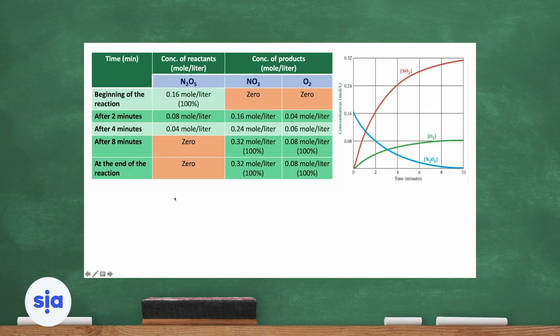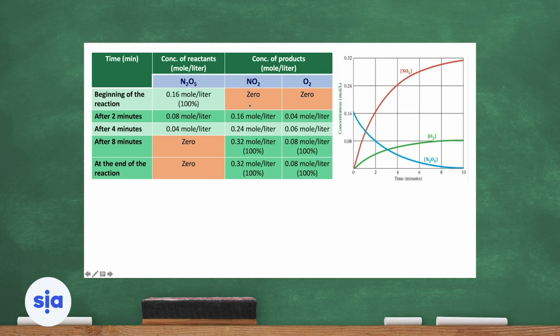Look at this table. Now you will find the time in minutes, concentration of reactants, and concentration of products. So here we are going to discuss the reactant, the nitrogen pentoxide, and here the two resultants or the products, the nitrogen dioxide and the oxygen gas. At the beginning of the reaction, the concentration is 100% for the reactants. Of course, there are no products.